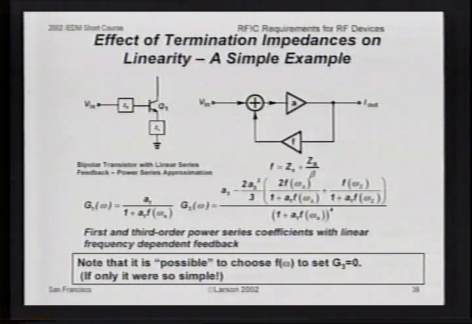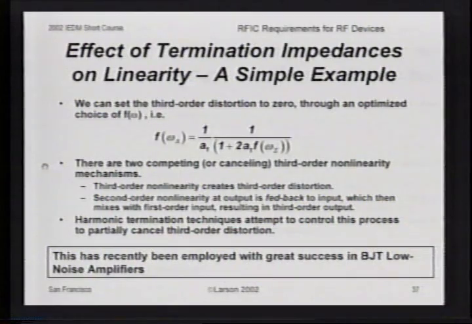So if it were possible to do this, we could set G3 to 0. And if only it were so simple, but there are some techniques to get close. Now, one of the things that we can do is if we set the feedback factor at the difference frequency equal to this expression right here, then we can, in fact, cancel out those two terms. Now, you might ask yourself, what is this A1 term here? And the A1 term in a bipolar device is essentially just the transconductance of the device. It's just the GM of the transistor.